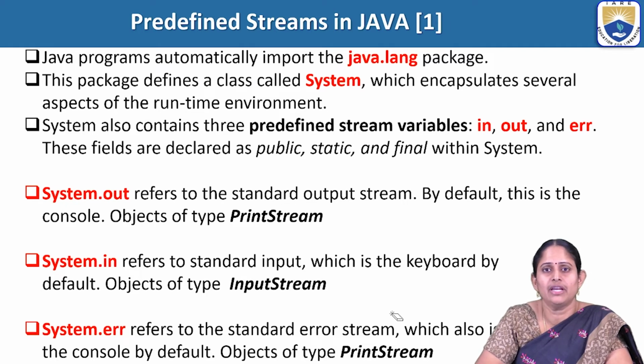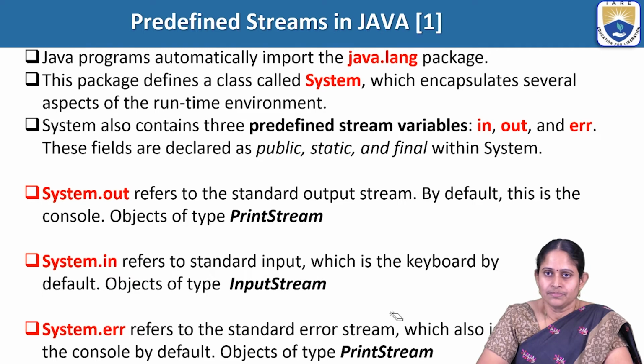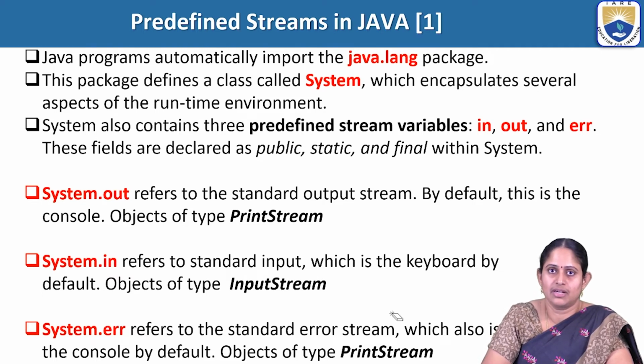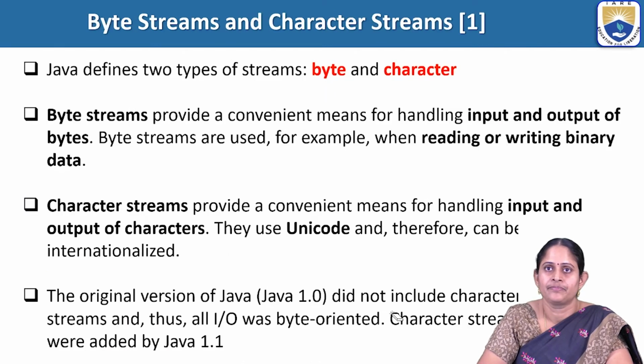We have already made use of System.out and System.in in many of our programs. To display any contents, we just write System.out.println. That System.out refers to the standard output stream, and when we want to read some data through the keyboard, we make use of System.in.